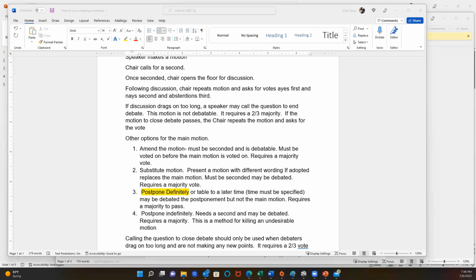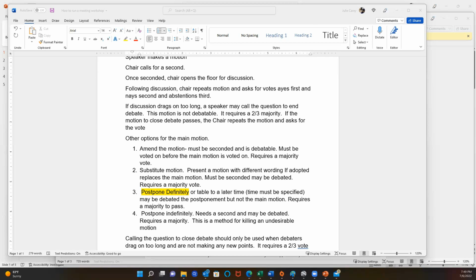Well, I guess I should, on the postpone definitely, the only thing that can be debated is the reason for postponing. You can't debate the main motion with postpone definitely. Postpone indefinitely, then you can debate the motion and the reason for postponing indefinitely.